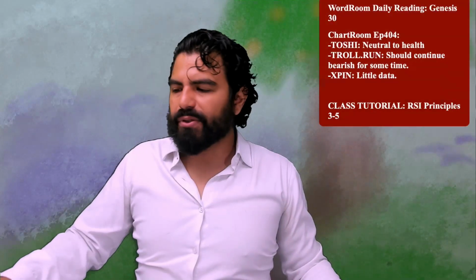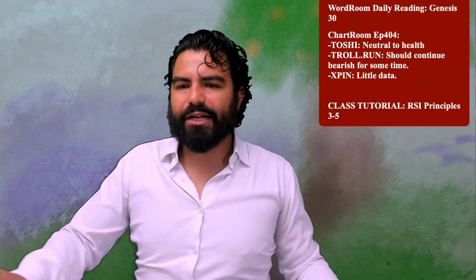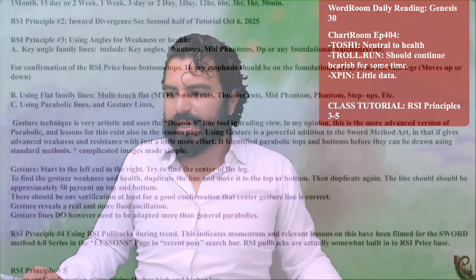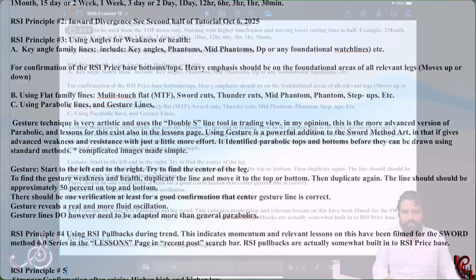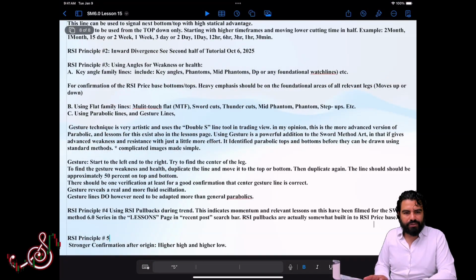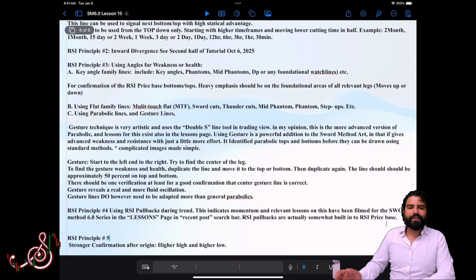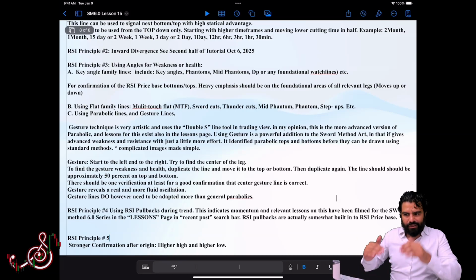So principle number 4 that will be added to our 7.0 series is using pullbacks. This indicates momentum, and relevant lessons for this have been filmed in the Sword Method 6.0 series on the lessons page. Search the search bar for RSI pullbacks. You guys got one of these, we did pass that, and I did see it on our website. Now RSI pullbacks are somewhat built into price base, and we're going to see more of that in the future as we look at the price base principle, which is principle number 1.